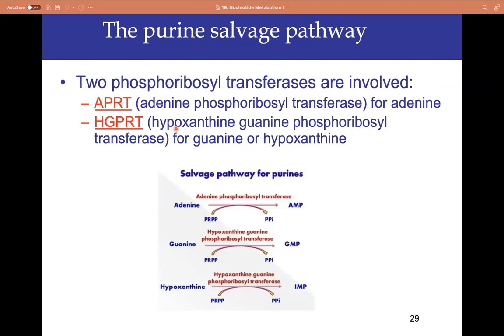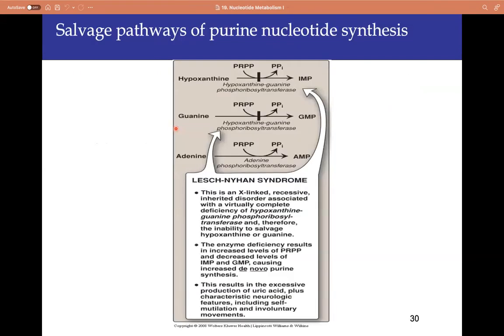Now, there's a disorder where one of these enzymes is deficient. That disorder is known as Lesch-Nyhan syndrome. Now, what actually happens here? First, the HGPRT enzyme adds a sugar to guanine and hypoxanthine to make them purine nucleotides, right? Let's say this enzyme was deficient, what would happen? You would have decreased production of GMP and IMP, and an increase in hypoxanthine and guanine.